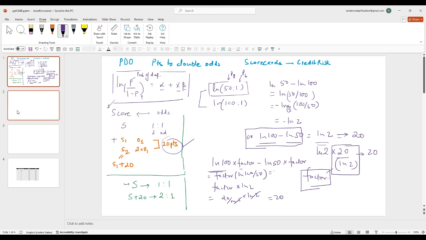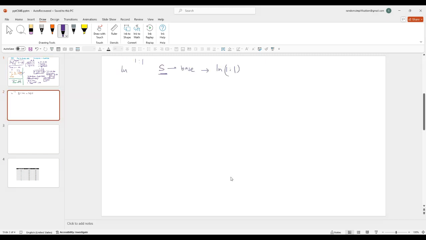Now the next part is how do you set a particular score or a baseline score which translates into 1:1 probability or odds. What we are interested in doing now is setting a base score, which is S for us, as a certain specific value where the odds of being good or bad are equally likely. So, for example, if the probability of default is 50%, I would say 50% being good and 50% being bad, then the odds are 1:1.